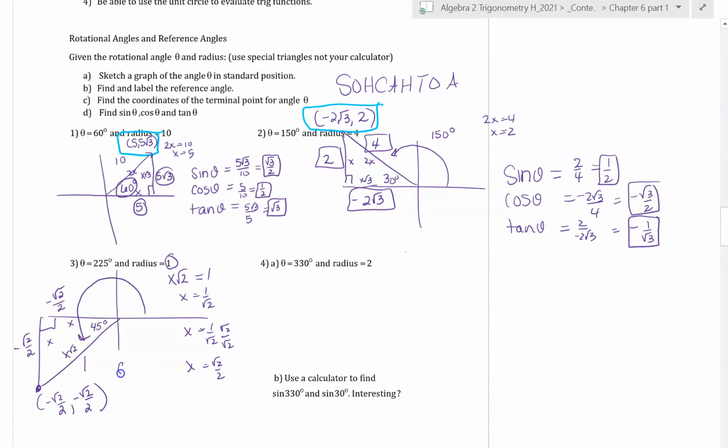So lastly, we need to find the cosine of that angle, which is adjacent over hypotenuse. The sine of that reference angle is opposite over hypotenuse. And the tangent is opposite over adjacent. This is interesting: that is 1, because negative root 2 over 2 divided by negative root 2 over 2 is 1. So go ahead and pause the video and try number 4.